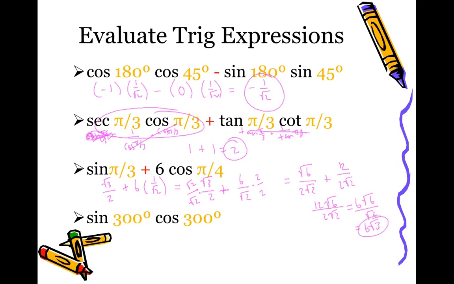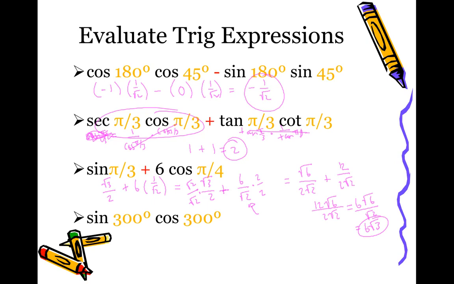I could have rationalized this back here, and then it would have given me a denominator of 2 for both of them, and I would have had root 3 plus 6 root 2 over 2. Is that the same thing as 6 root 3? No. Did I make a mistake somewhere, guys?